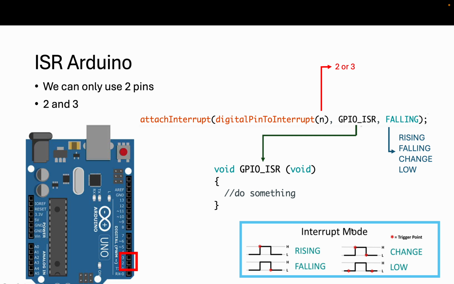And if you type change, it won't matter if you go from 0 to 1 or from 1 to 0. As long as you change your level between 0 to 1 or 1 to 0, the interrupt will get activated and the code will jump from your loop to the GPIO ISR. And finally, we have low. So at any point where you're at low level, you'll jump to the interrupt to execute it. This is gonna make more sense once we go over lab example number 1, lab 7 example 1.